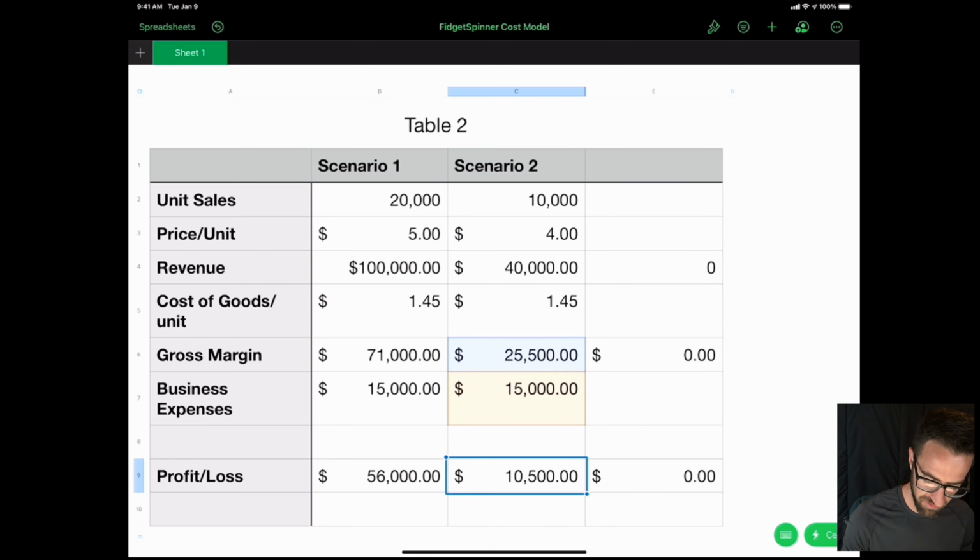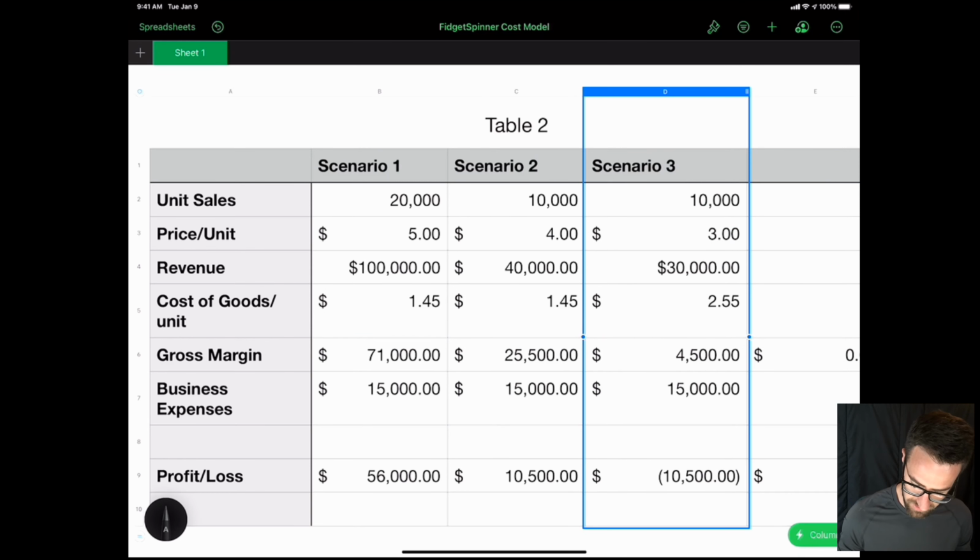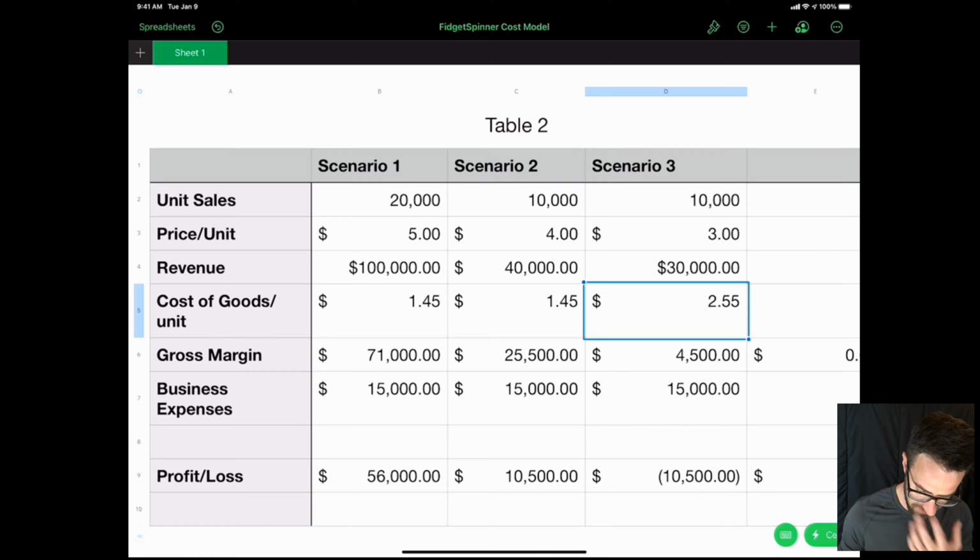And this is scenario number 3. Oops. Let's unhide. There we go. Scenario number 3. Let's fix our cost here.